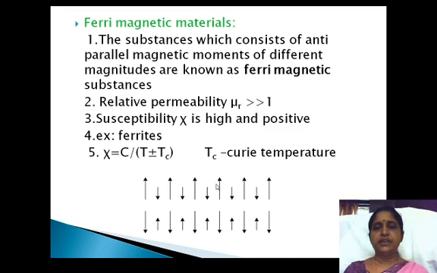So these are the five types of magnetic materials: number 1, diamagnetic, paramagnetic, ferromagnetic, antiferromagnetic, and ferrimagnetic materials. This question is very important.